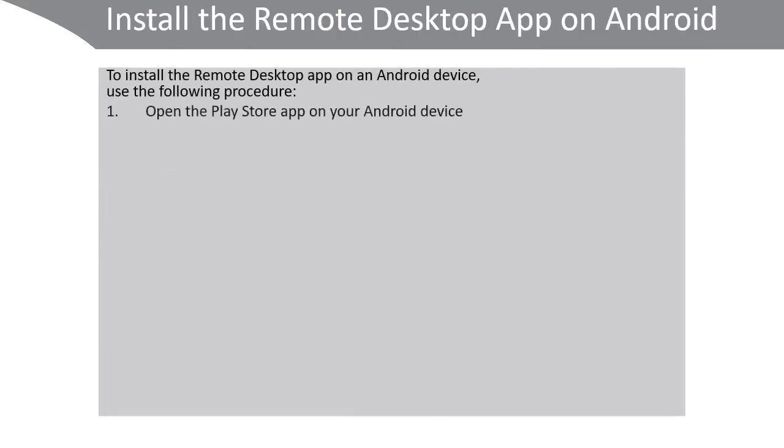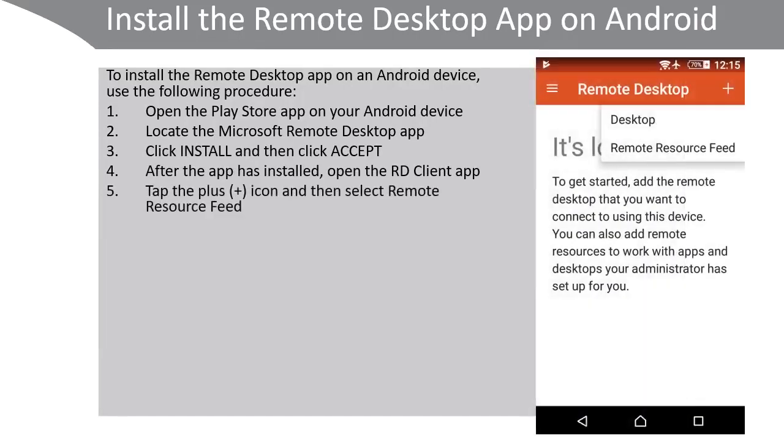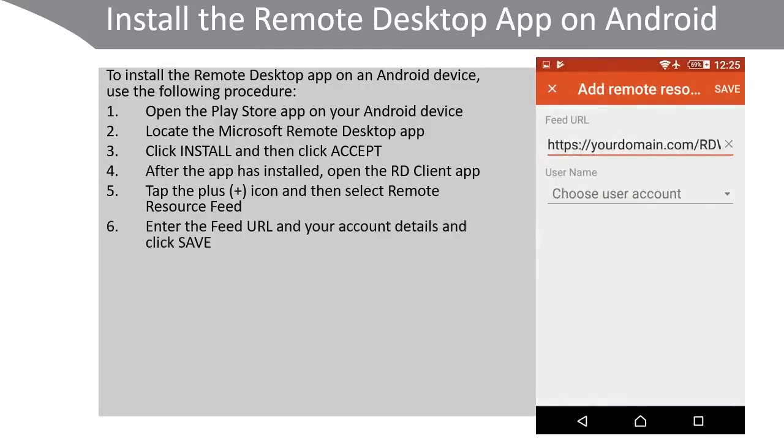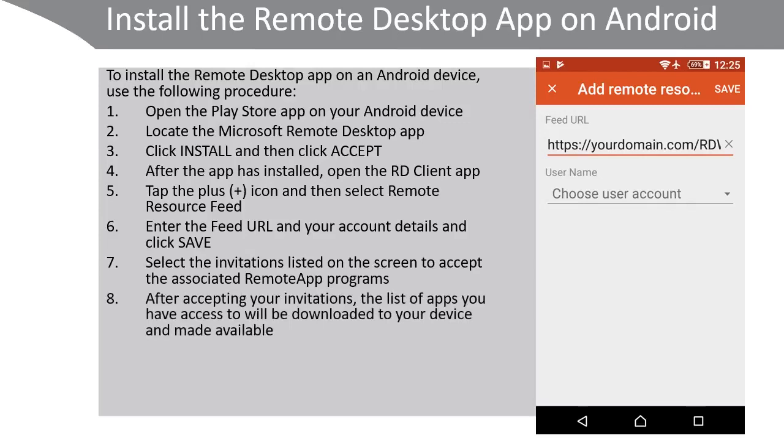It's a very similar process for Android. Use the following procedure. Open the Play Store, locate the Microsoft Remote Desktop app, click Install and Accept, open the RD Client app, click the plus icon and then select the Remote Resource Feed, enter the URL and then click Save, select the invitations listed, and after accepting them, the list of apps that you have will be downloaded to your device and made available.